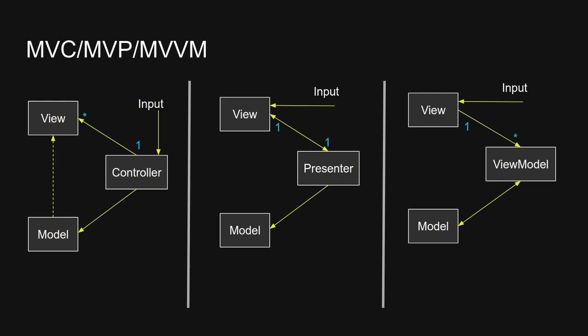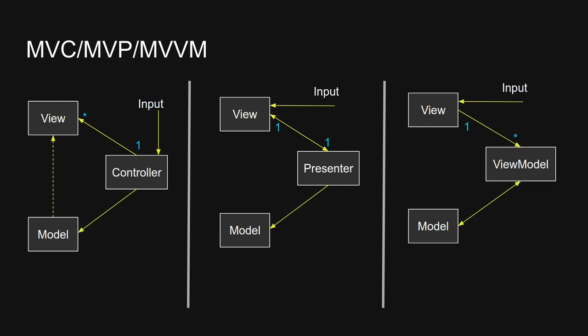I hope all of you must be aware of some of the existing design patterns like Model View Controller, Model View Presenter, or Model View ViewModel. So what's the problem with those architectures? Before discussing the problems, I would like to explain those patterns a little bit to make things more clear.